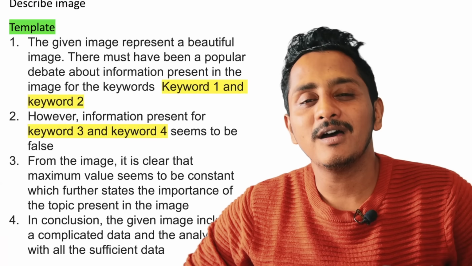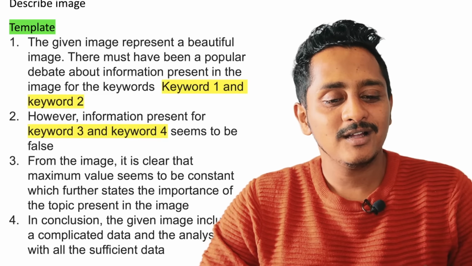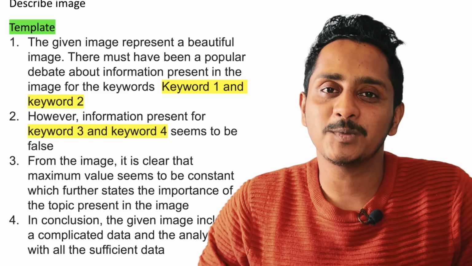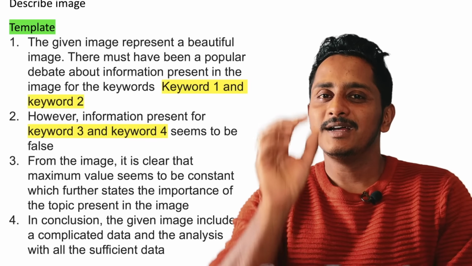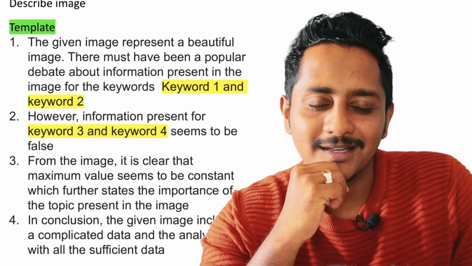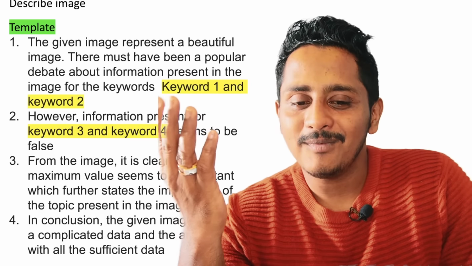Let's say it's about car and mileage. The information present for car and mileage seems to be false. Whatever is there, you pick, just add 4 words. You get 25 seconds in the beginning, correct? You see the image and add 4 words.